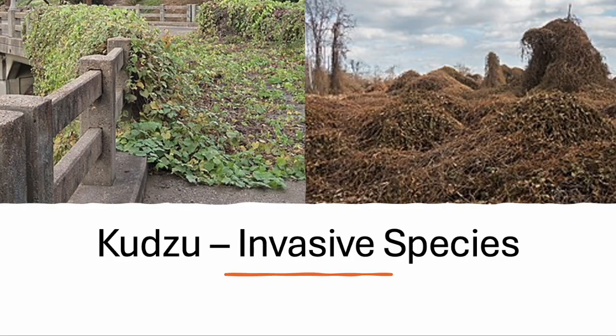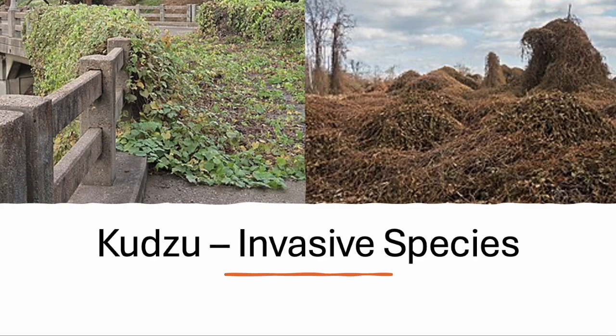Additionally, kudzu changes the soil by extracting nitrogen, making it hard for the native plants to grow. This invasive species can even damage things like buildings and power lines by growing over them. Overall, the introduction of kudzu has a devastating effect on an ecosystem, leading to less biodiversity, habitat degradation, and economic damage.